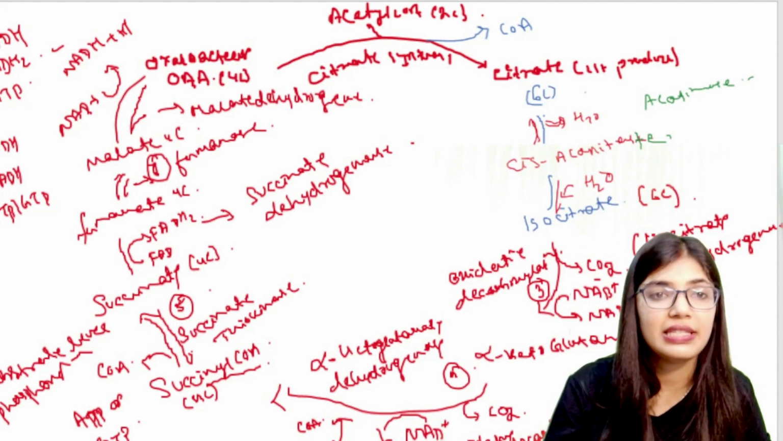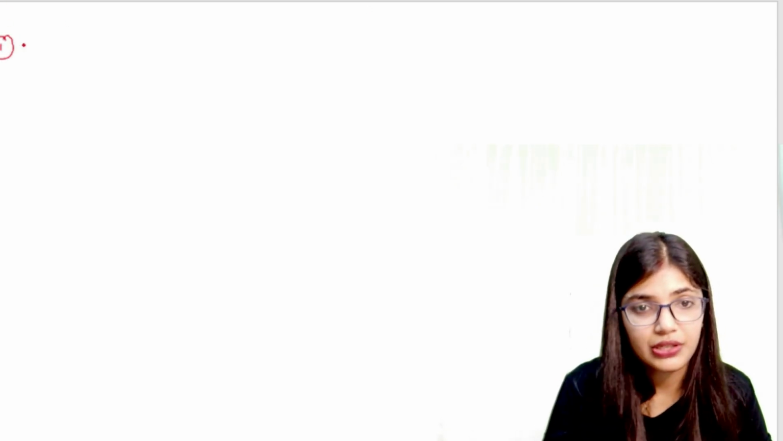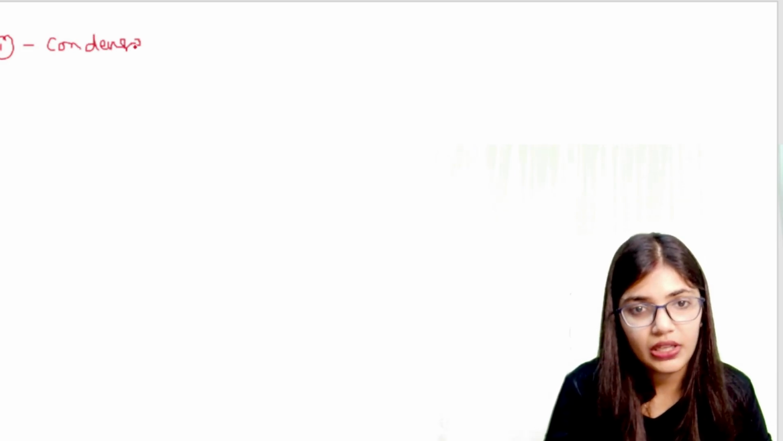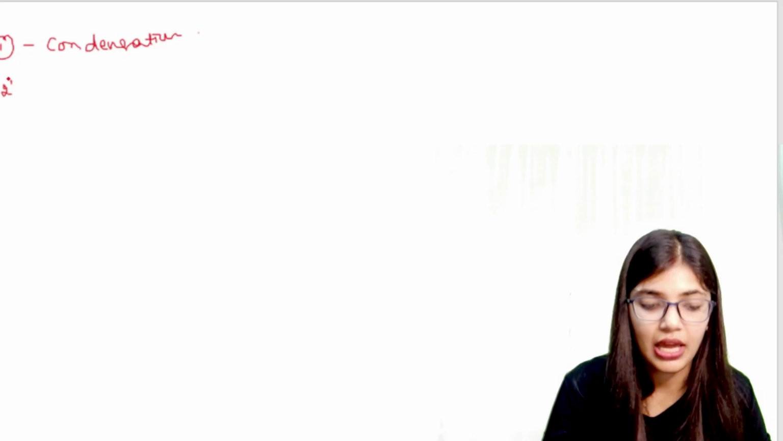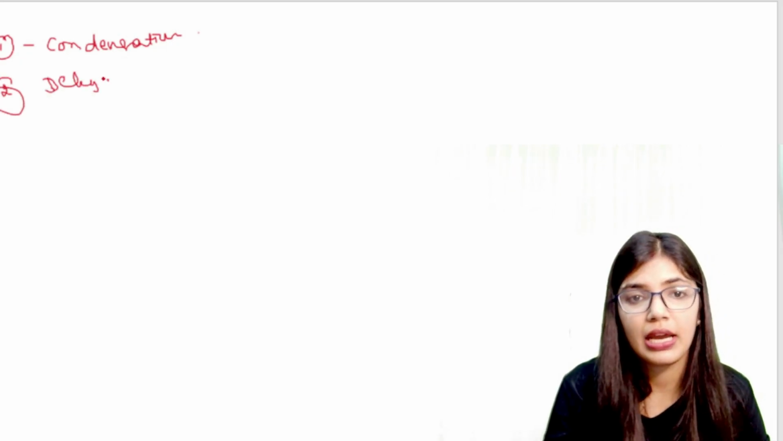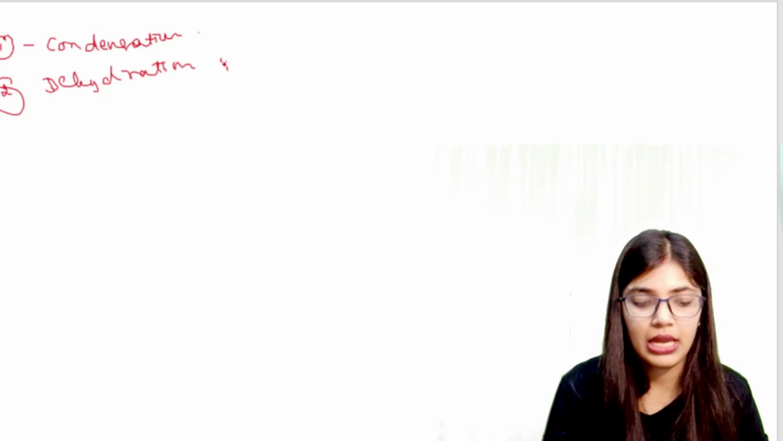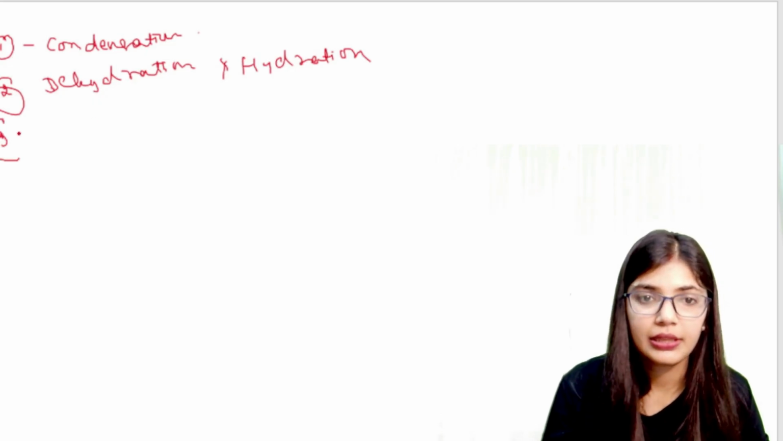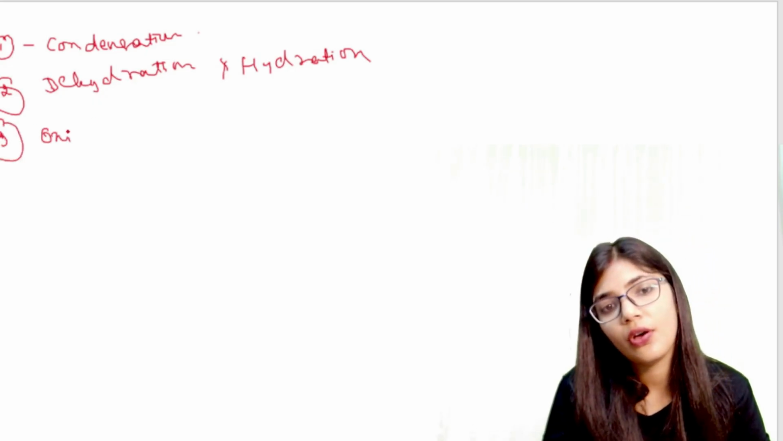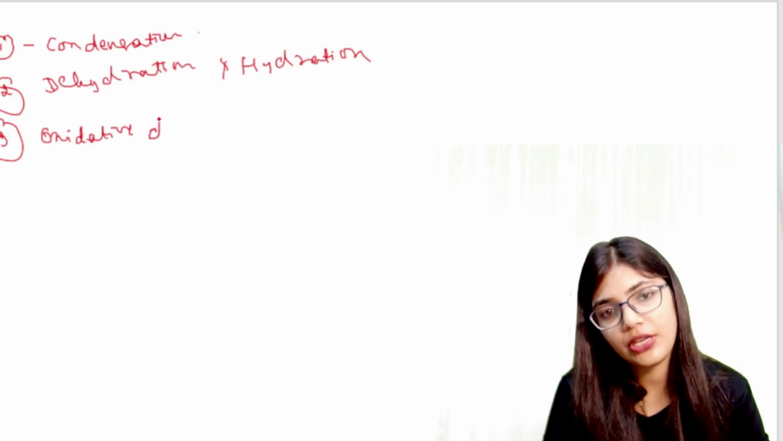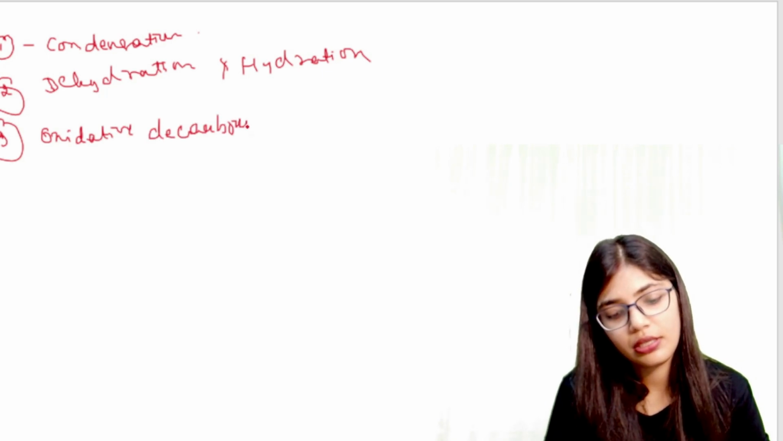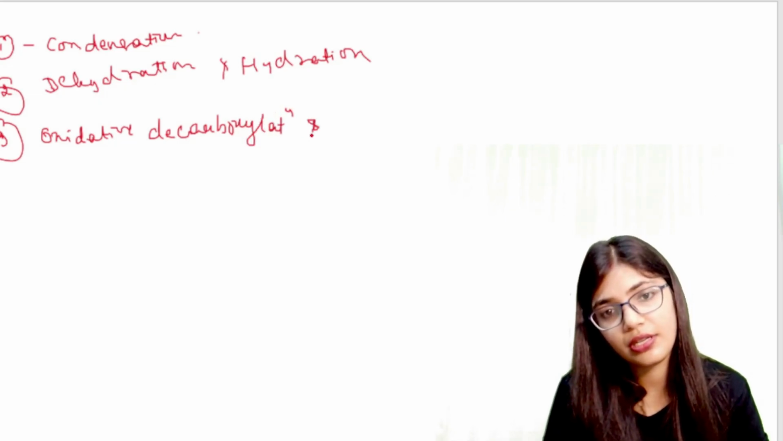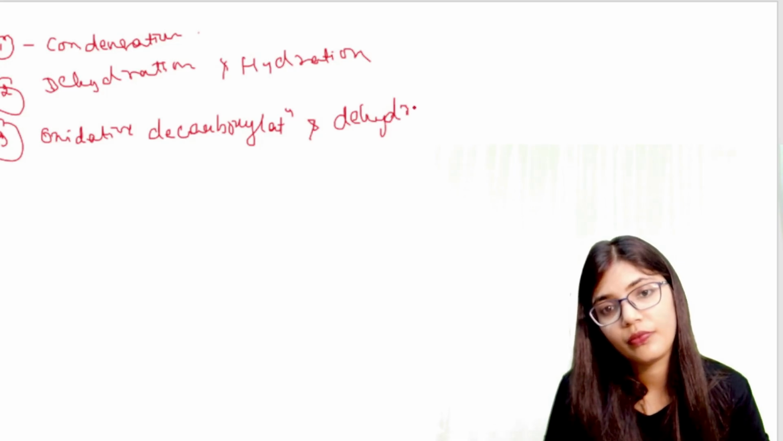Okay, so let us see what the steps are which we have followed during this Krebs cycle. There were 8 steps in this Krebs cycle. In the first step there was condensation. In the second step there was dehydration and hydration. In the third step there was oxidative decarboxylation or dehydrogenation.